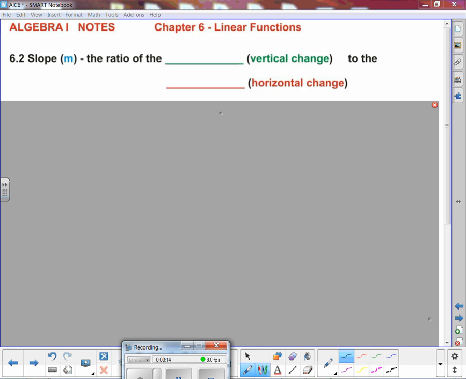There's a couple different ways you can look at slope. One way is to look at it as the ratio, right? When you see the word ratio, you should be thinking fraction. It's the ratio of the rise over the run, so the rise is the vertical over the run, which is the horizontal.